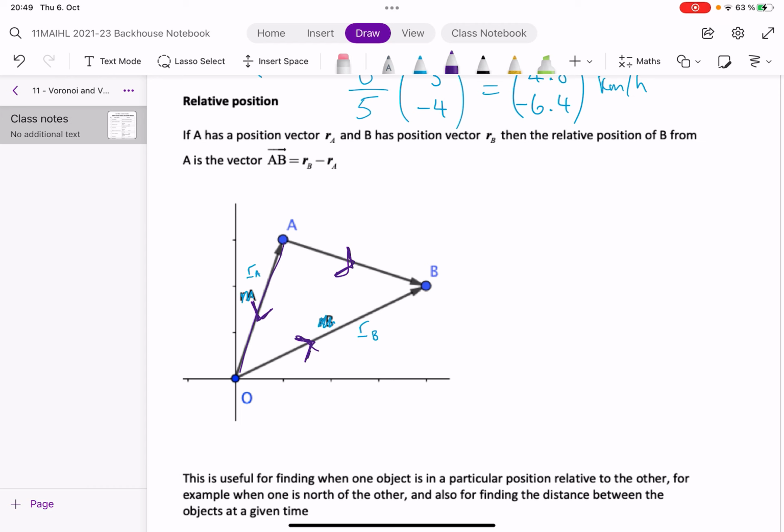So it's quite useful if you want to know when you are north of another object. It's also really helpful at finding the distance between two objects at a certain time, or even a maximum distance between them or a minimum distance between them. That's what we're going to look at in this final example.